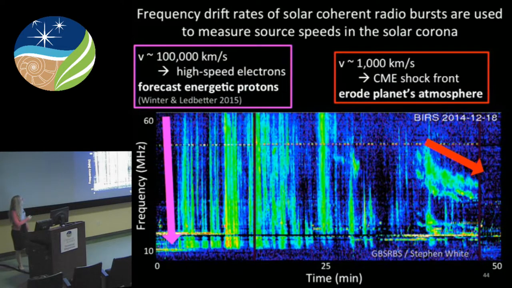On the left, you see events that drift downwards in frequency very rapidly. And this corresponds to source speeds of about a third of the speed of light. What this is, is high-speed electrons zooming out away from the sun along open magnetic field lines. And where you have high-speed electrons zooming away, you also have high-speed protons. So this type of event is predictive of the energetic proton events that can interact chemically with planetary atmospheres and drive non-equilibrium chemistry, including depleting ozone.